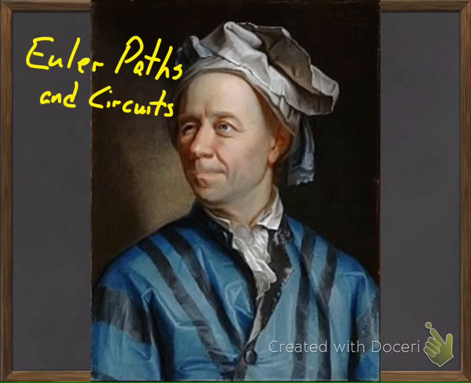All right, students, so we're going to do a video on Euler paths and circuits. So this is Leonard Euler. I'm not exactly sure what he's wearing on his head, but I guess that was the style back in the 1700s. He was born in 1700 something and died in 1783, I believe, something like that.